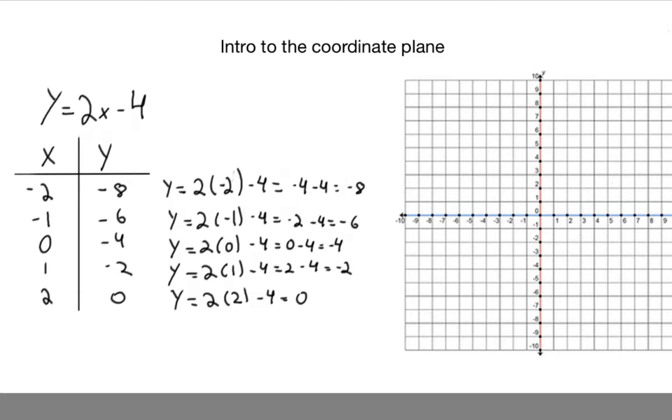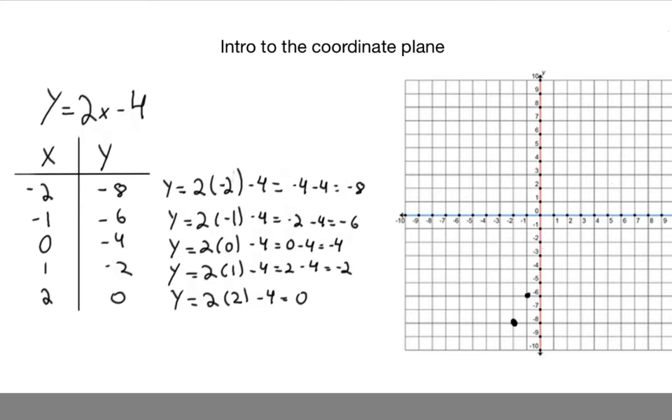Now let's get to graphing these. Since the x values are on the horizontal axis and the y values are on the vertical axis, we graph accordingly. We have -2 for x, which is right over here, and -8 for y, which is over here. -2 comma -8 is the point where these two intersect. When x equals -1, y equals -6, they intersect at the point -1 comma -6.